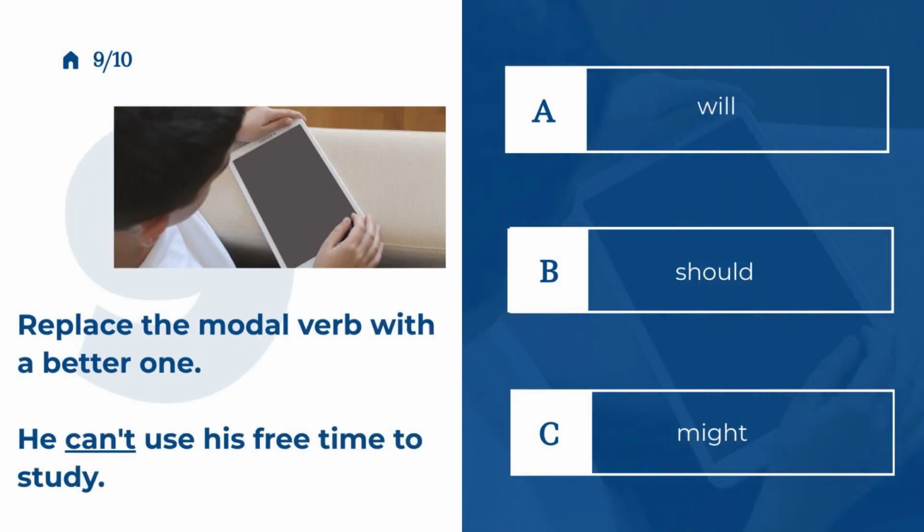Number 9. Replace the modal verb with a better one. He can't use his free time to study. Which word would make a better or more correct sentence? A. He will use his free time to study. B. He should use his free time to study. Or C. He might use his free time to study.